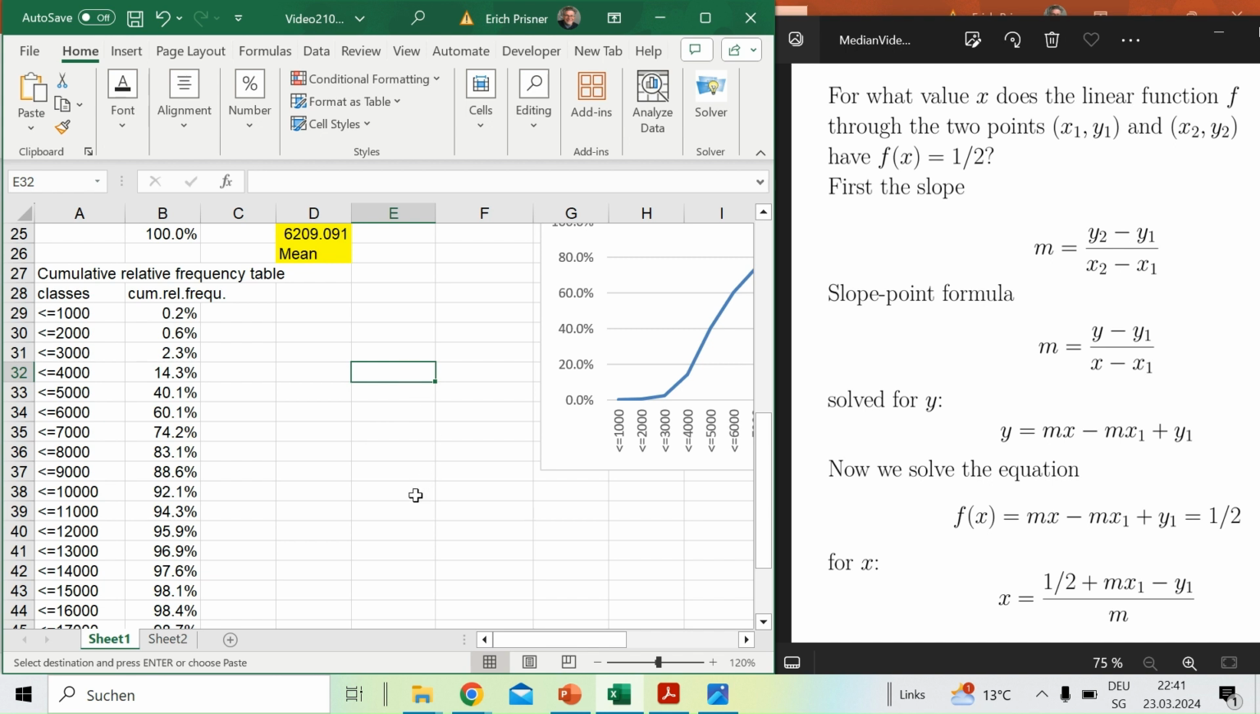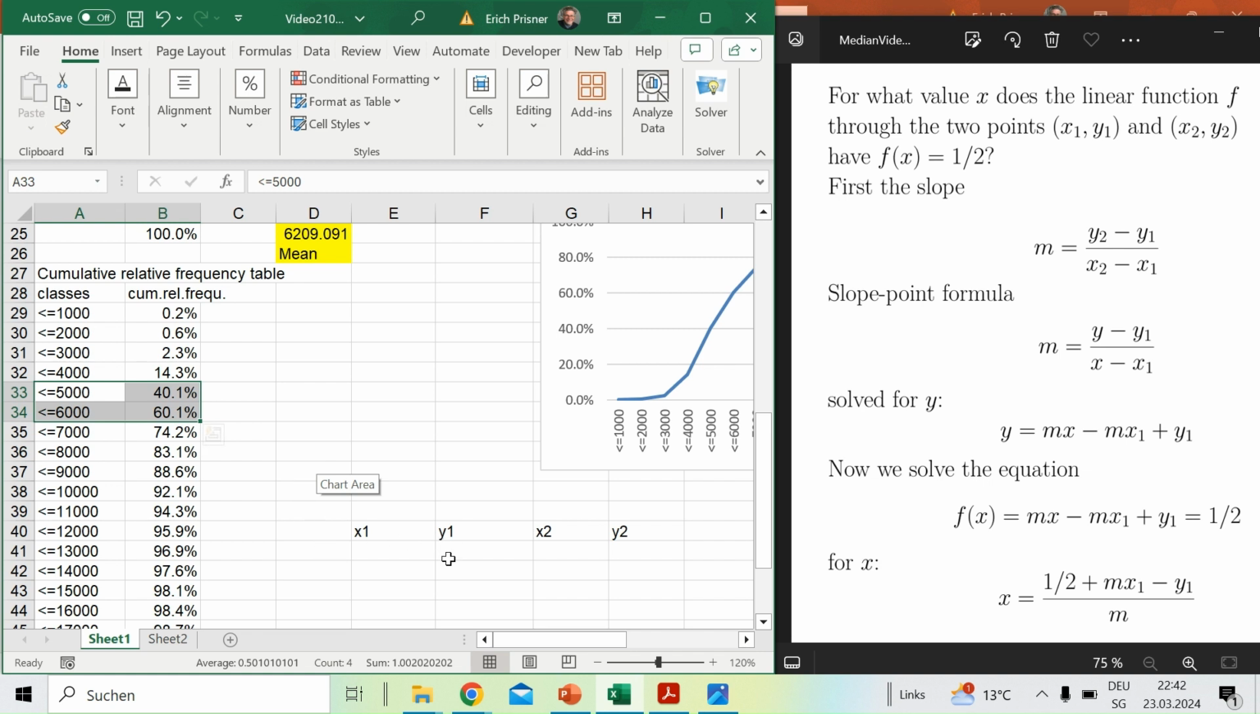Okay, so now let me do this calculation maybe on these cells here. So maybe I start right here. I need a few cells. So I need x1, I need y1, I need x2, and I need y2. And of course, these values x1, y1, x2, y2 are extracted from the data from the cumulative frequency table. So the y1 and the y2 are the last y value which is below 50%, and the first one which is above 50%.